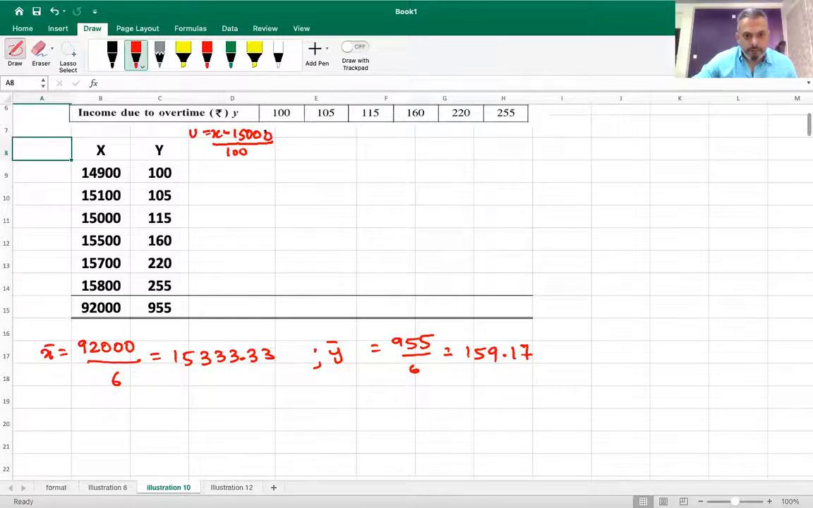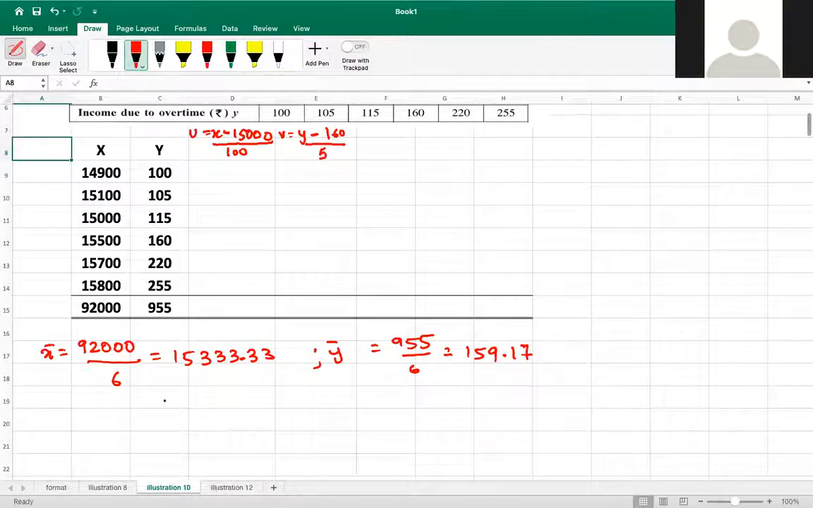Now, v is equal to yi minus what we will take as assumed mean. Here you have 159.17, so you can take directly 160. Generally we take a multiple of 10, so life becomes easy. For u, what is the common divisor? 100, 105, 5, 5, 0, 0, so divide by 5.